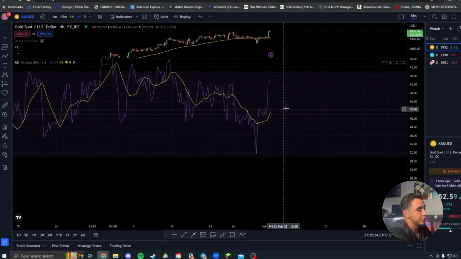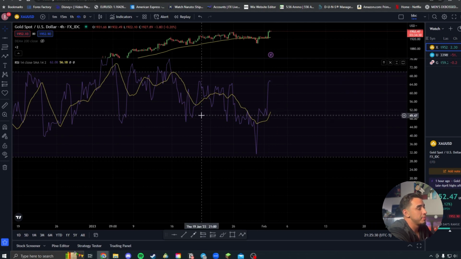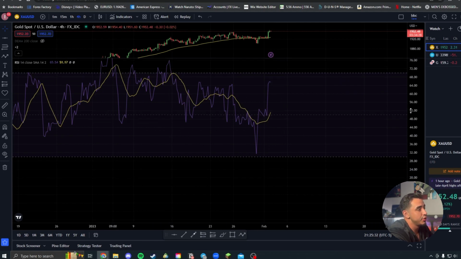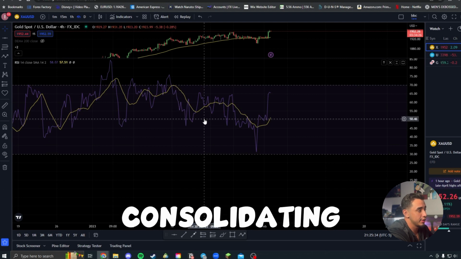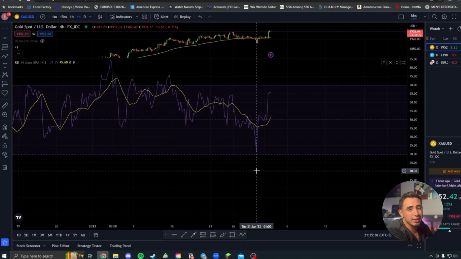Now that you understand those two concepts of being overbought and oversold, you want to look at the concept of it being in the middle. Now, when price is in the middle, it usually means that price is consolidating. Whenever price is consolidating, you want to think about a squeeze happening.